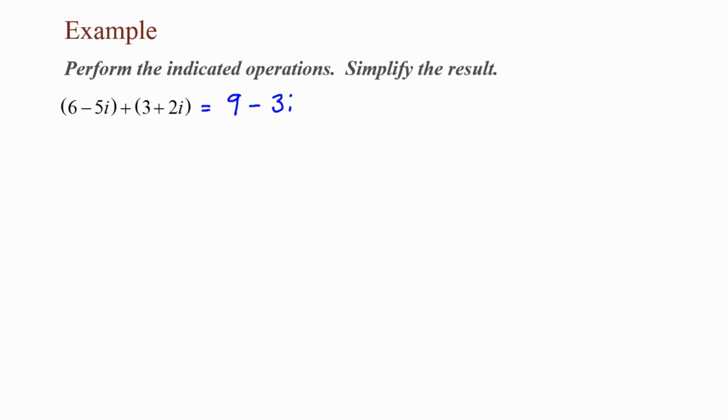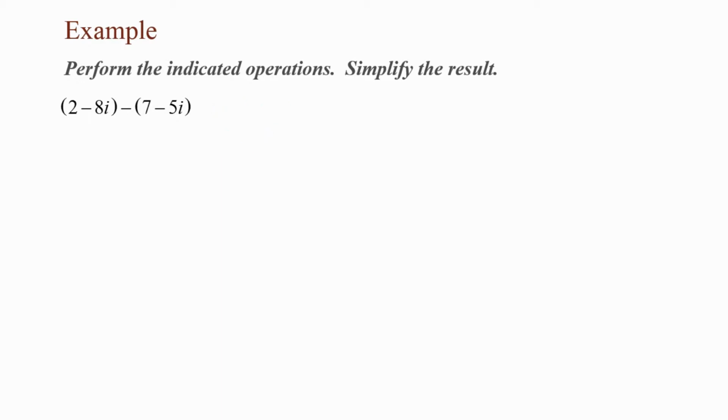When writing a complex number, we always want to write the result in the form of a plus bi, where the real number is written first and the imaginary number is written second.